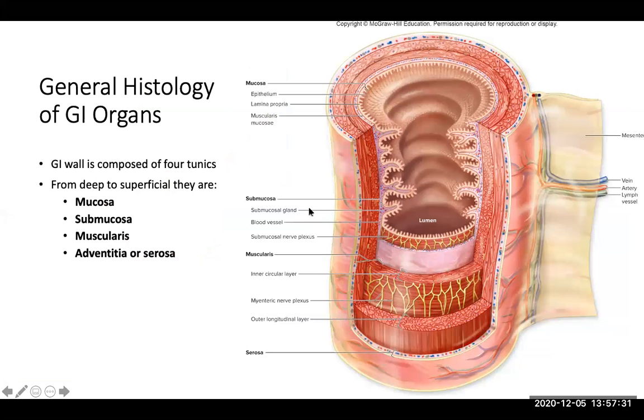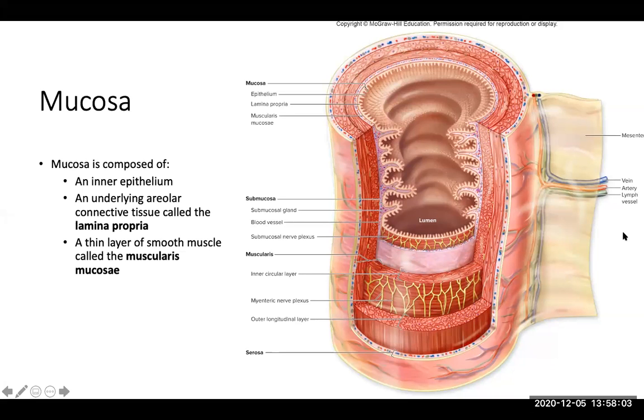The general histology of the GI organs: the layers of the GI tract are called tunics, and there are four of them. From deep to superficial, they're the mucosa, which is the innermost layer. Then we have the submucosa, the muscularis, which is the muscle layer, and then the adventitia or the serosa layer. And you can see these four layers shown here. So these are the four general layers that are the same throughout the GI tract, going from the esophagus to the anus. They will differ variably as they travel through each organ.